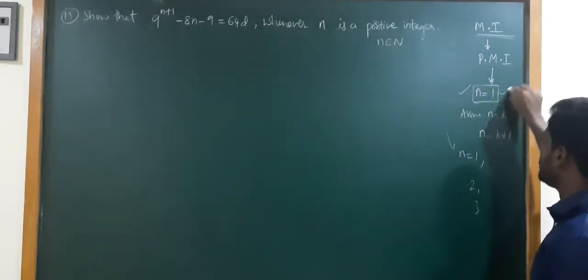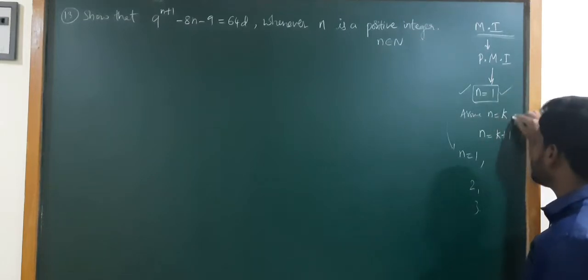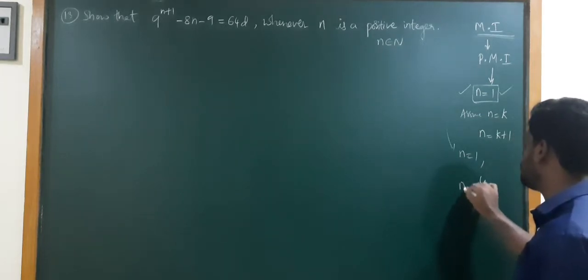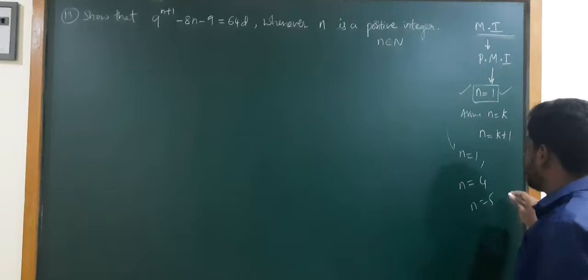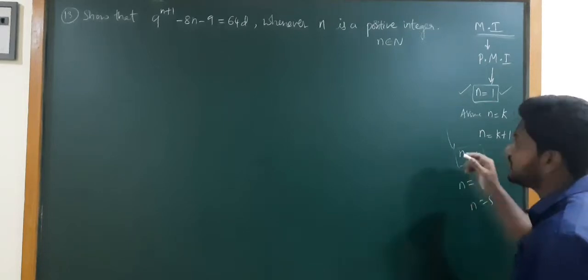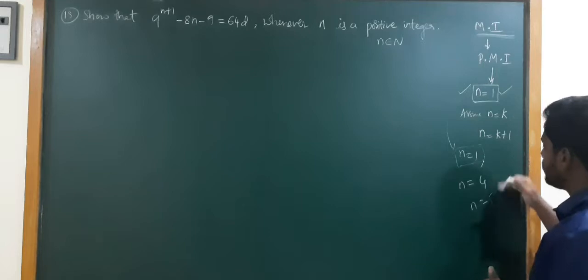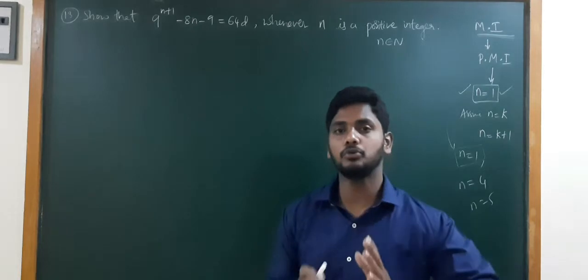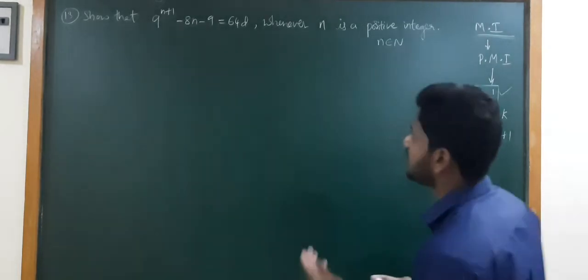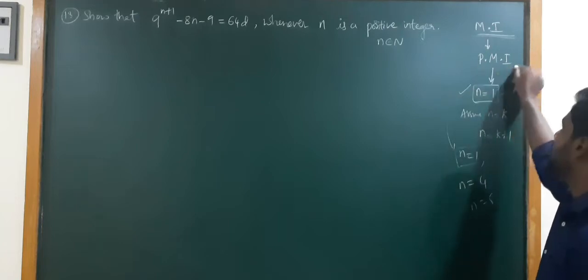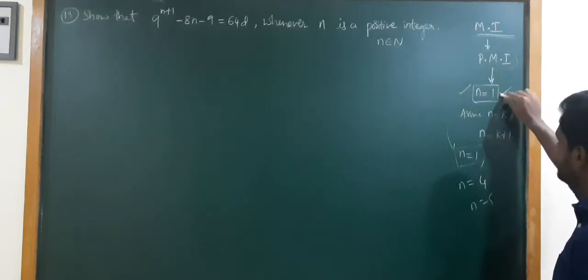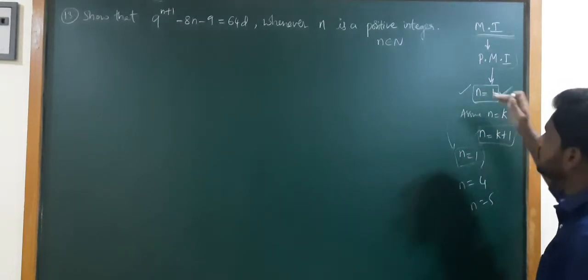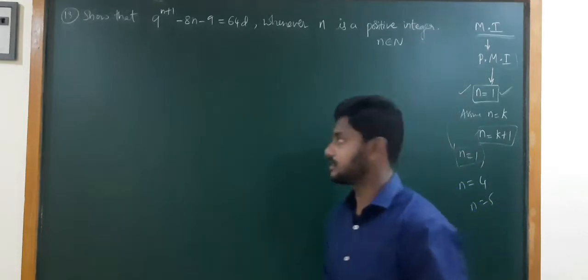So that means n equal to 1 we will prove. After that, any two consecutive numbers, nothing but k, next one is k plus 1. If we select n equal to 4, next is n equal to 5. So if n equal to 1 is satisfying that equation, and again two consecutive numbers, it may be 4 and 5, 2 and 3, 9 and 10, like that. If any two consecutive numbers also satisfy, we can say that it is proved by using the principle of mathematical induction. If n equal to 1 satisfies, and n equal to k and n equal to k plus 1 satisfy, then the given statement is true.